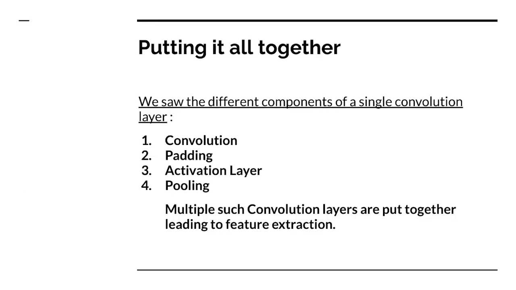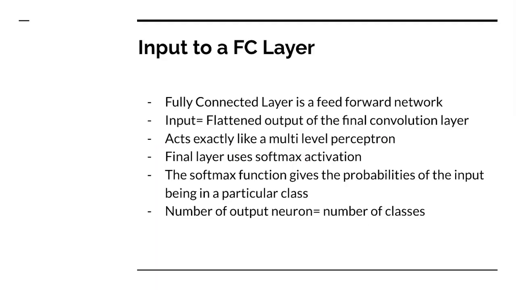Now, putting it all together, we saw that the different components of a single convolution layer are the convolution, then we have the padding, we have the activation layer, and then the pooling layer. Now, multiple such convolution layers are put together, leading to feature extraction. After that, we go into something called the fully connected layer. Now, the fully connected layer is a feed-forward network. The input is the flattened output of the final convolution layer. It acts exactly like a multi-level perceptron.